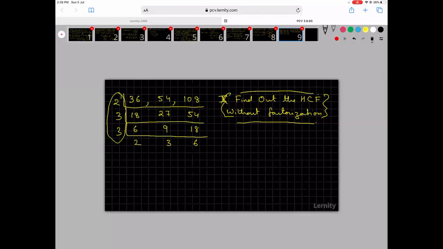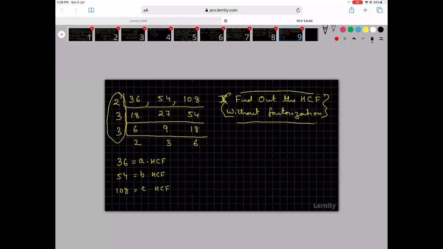There is yet another way of doing it. Before we go there, let's first understand what this HCF is. See, do you realize that HCF is one number, so that I can write 36 is equal to some constant A into the HCF. Then 54 can also be written as some other constant B into the same HCF. Then 108 can also be written as some other constant C into HCF.